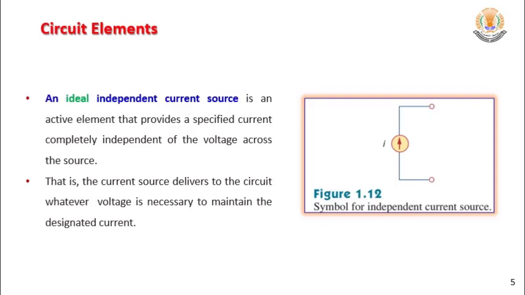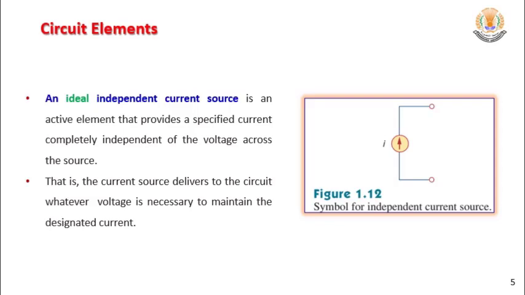The other side, ideal independent current source. Again, ideal means there is no series resistance with the source. Independent means the current drawn is constant, irrespective of the voltage across the source, irrespective of the voltage here. It can be 1 volt, 10 volts, 100 volts, but the current is always constant. This will be called ideal independent current source.